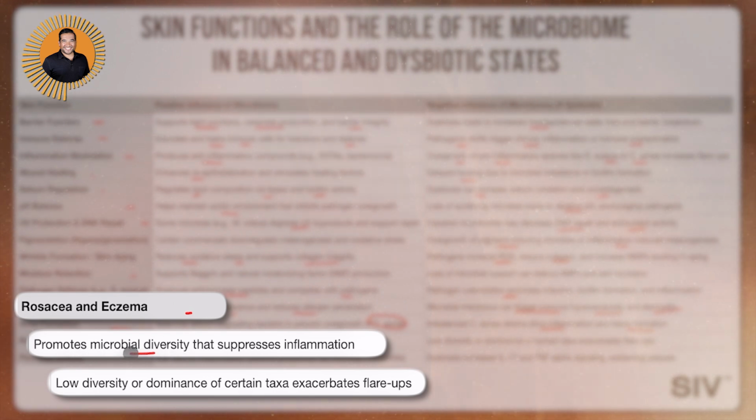In the case of rosacea and eczema, a beneficial skin microbiome promotes microbial diversity. Like I mentioned, in most of the body you want high diversity, and that suppresses inflammation, right? In a dysfunctional skin microbiome, you tend to have low diversity or dominance of certain types of bacteria, which can exacerbate flare-ups. So Staph aureus, for example, is overgrown. It's going to cause flare-ups and more inflammation.